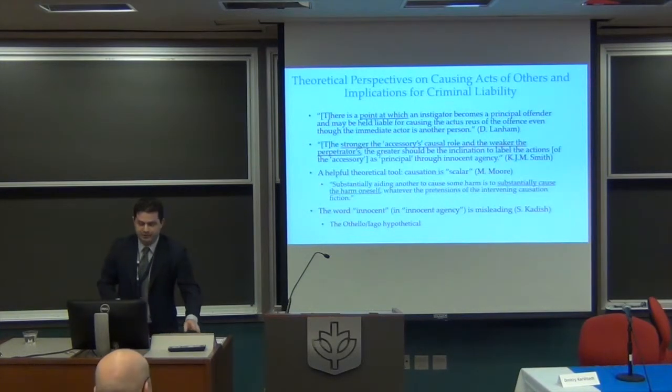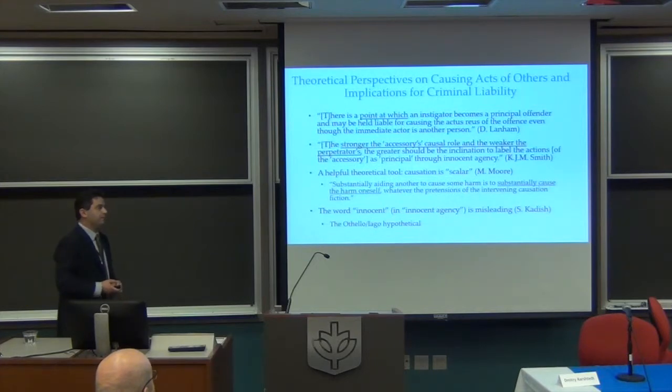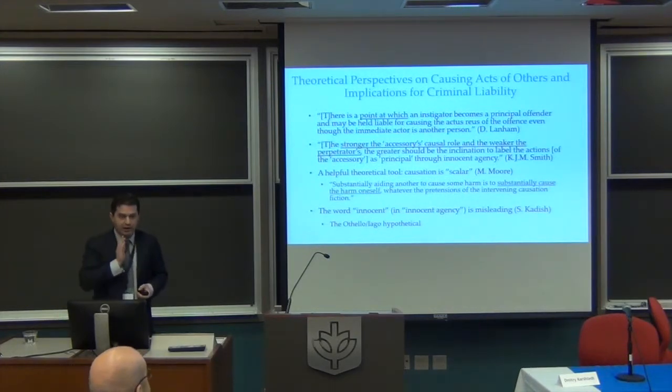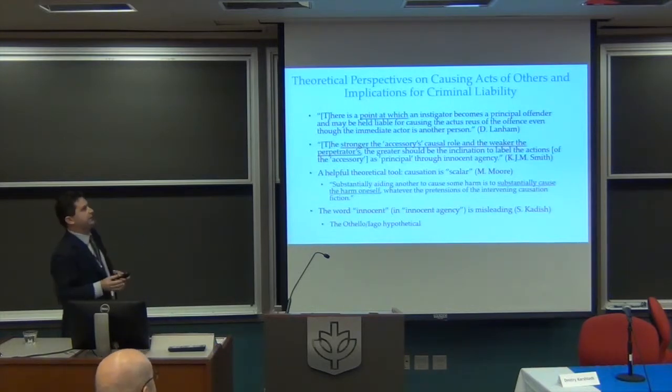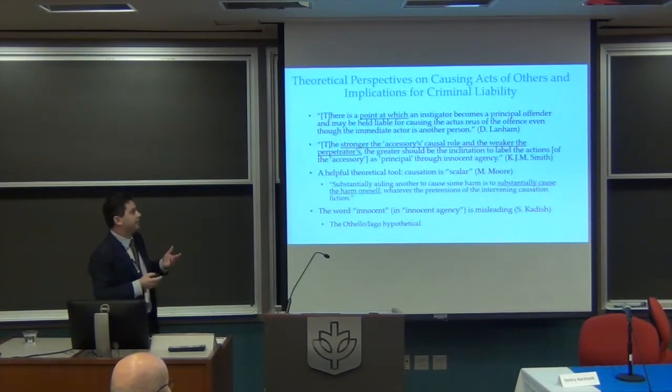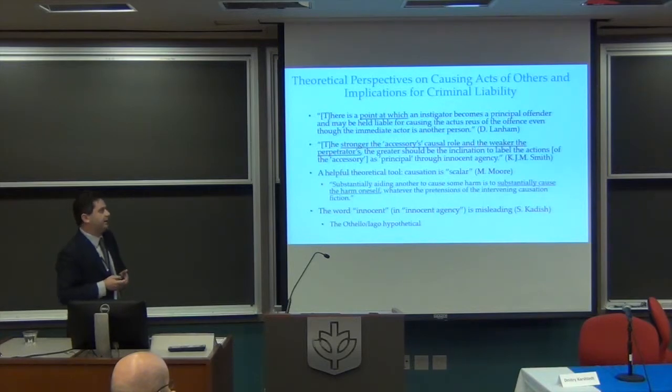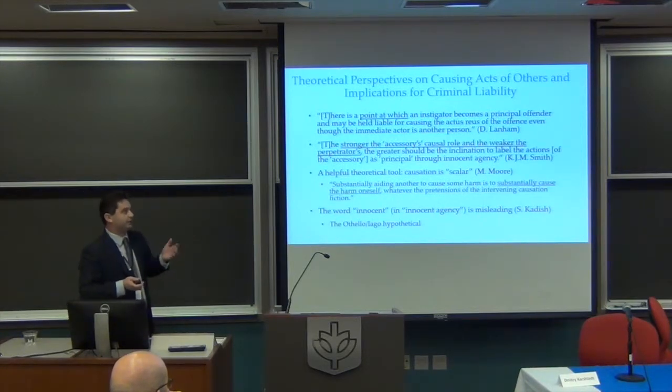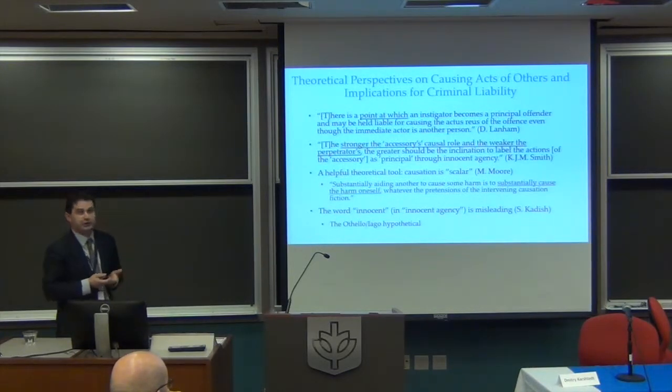So, some theoretical perspectives from criminal law scholars and actually some civil law scholars as well, and philosophers. There's a point at which the instigator becomes the principal offender. So there's a sort of sliding scale that takes you from secondary to primary liability. You could think of it that way. Causing the actus reus of the offense, even though the immediate actor is another person. Similar idea here: the stronger the accessory's causal role, the weaker the perpetrator's. And again, the focus here is causation.